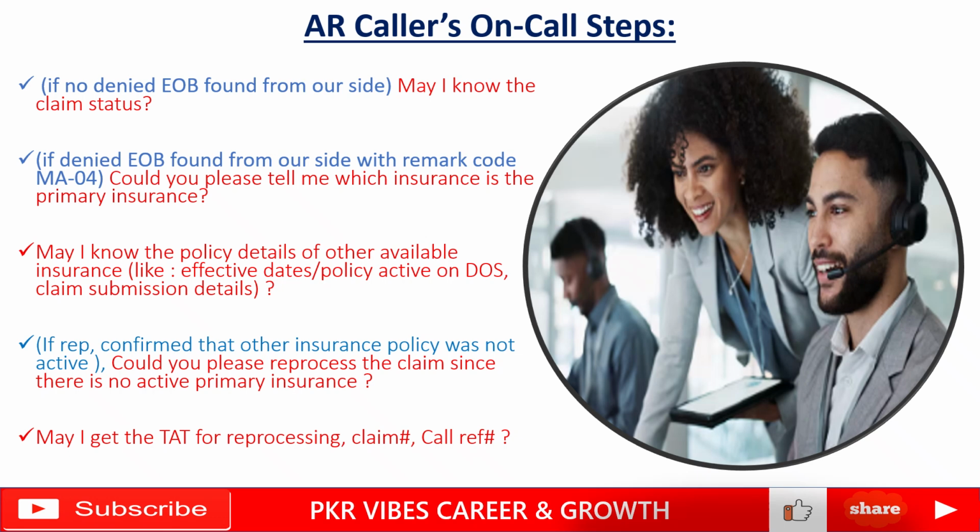At that time, for example, if the denied UOB is available, there is no need to ask for the claim number. If the denied UOB is not available, you have to ask for the claim number, and you can also request the fax over the phone call. And also you should take the call reference number for this conversation from the insurance as an AR caller. So these are the very basic questions you need to ask over the phone call for CO22 with remark code MA04 if we are getting this denial from the primary insurance.